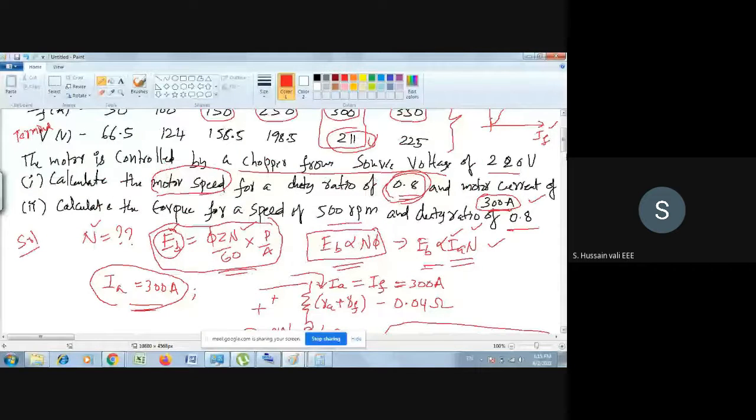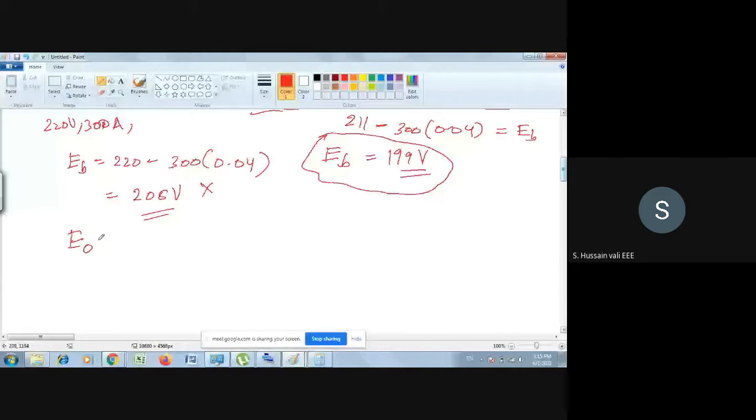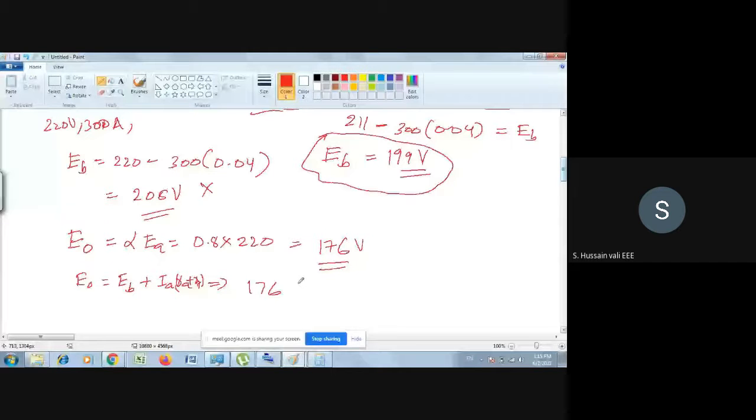E naught is equal to alpha EA. So 0.8 into what is EA? The supply voltage of the chopper, 220 volts. And what is the answer? 176 volts. We got E naught equal to 176 volts. Then what is EB from this? E naught is equal to EB plus IA into (RA plus RF).